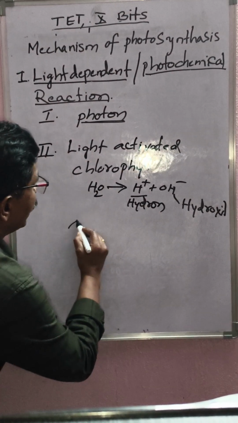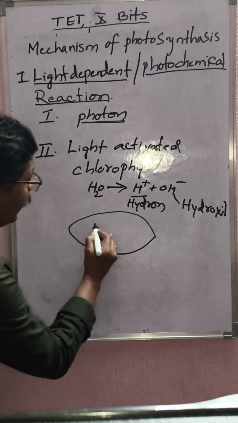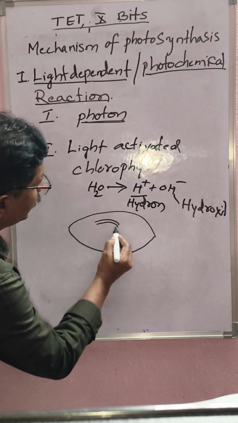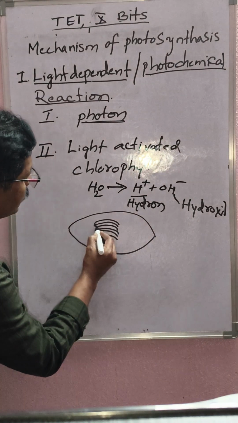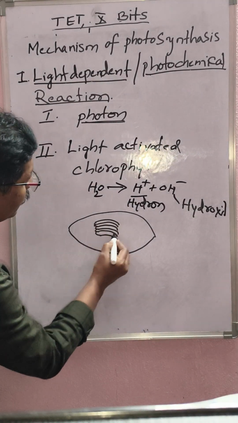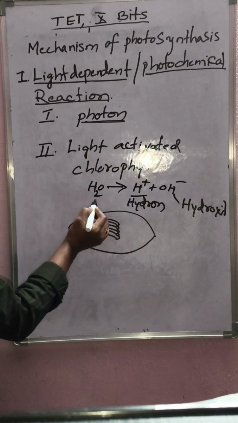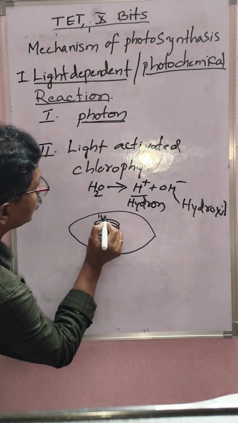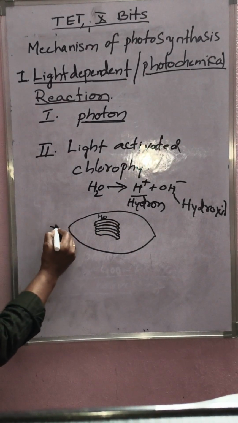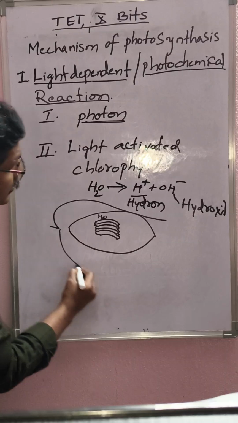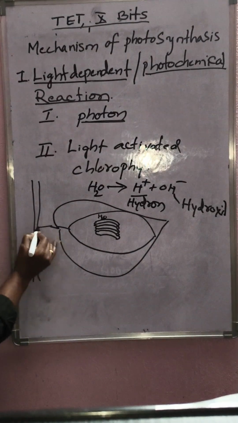For understanding, I told you before about the structure of the chloroplast, and I told about the thylakoid membrane. Listen carefully. On the thylakoid membrane, water molecules are there, because this is the chloroplast. A number of chloroplasts are present in a leaf. The leaf is attached to the stem.